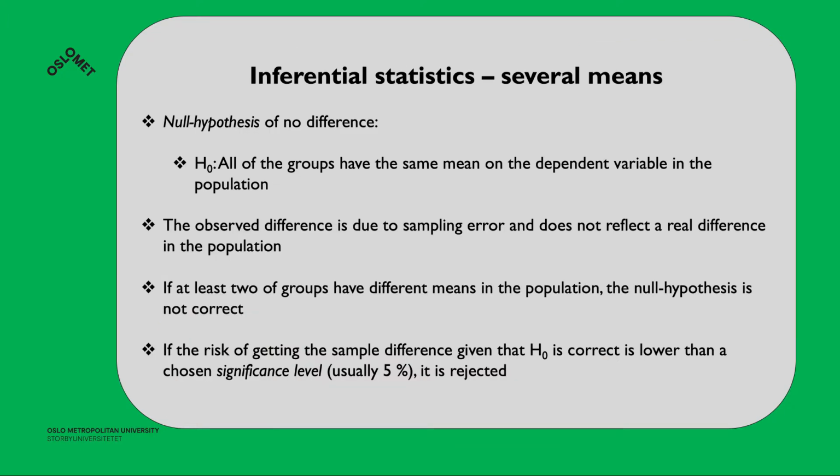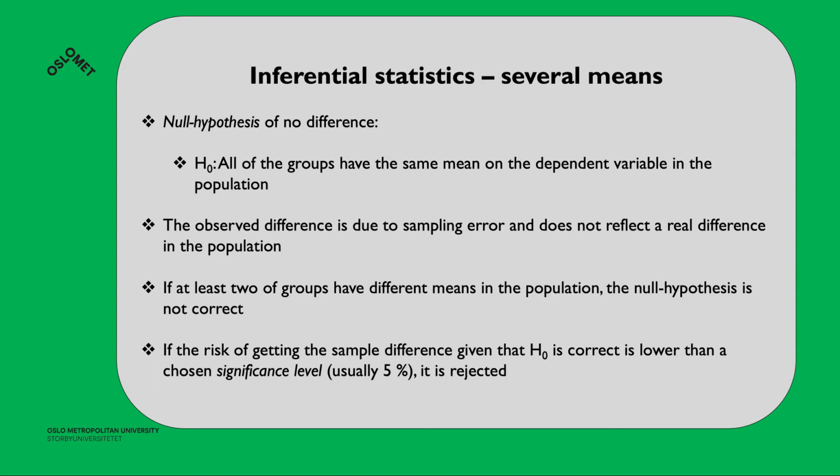And we have inferential statistics for several means. We also start out with the null hypothesis of no difference. The null hypothesis: all of the groups have the same mean on the dependent variable in the population. The observed difference is due to sampling error and does not reflect a real difference in the population. And if at least two of the groups have different means in the population, the null hypothesis is not correct.